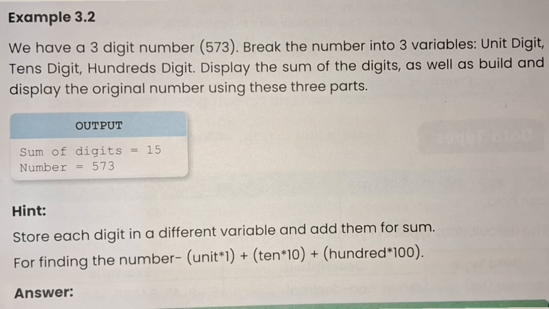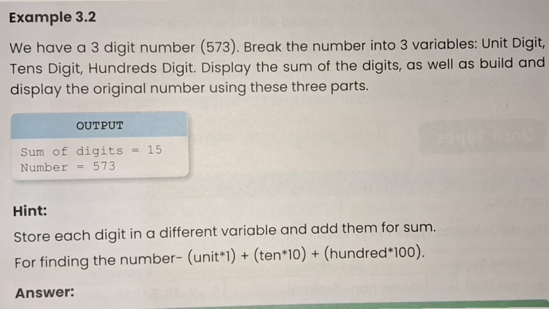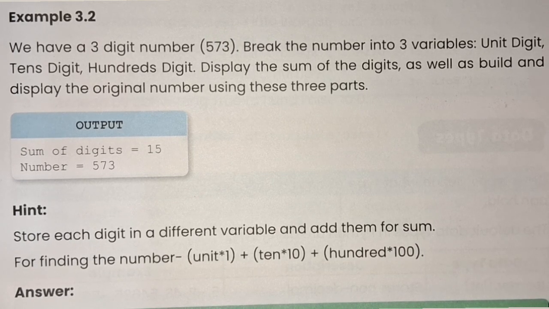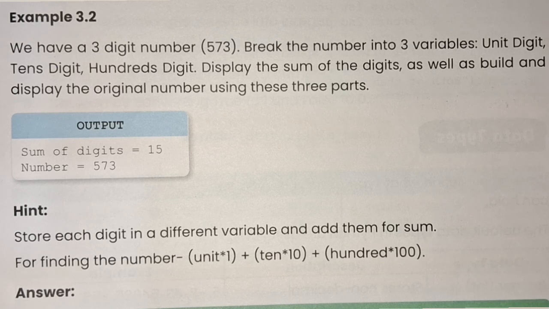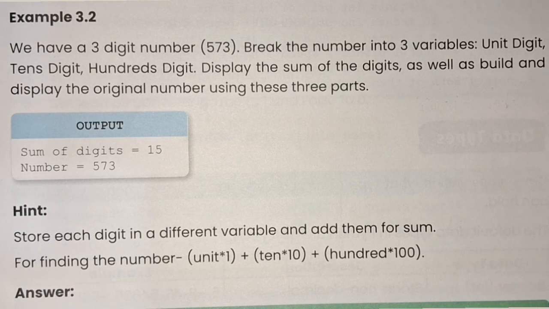Output will be: sum of digits is equal to 15. Number is 573. Hint: store each digit in a different variable and add them for the sum. For finding the number, unit into 1 plus tens into 10 plus hundreds into 100.